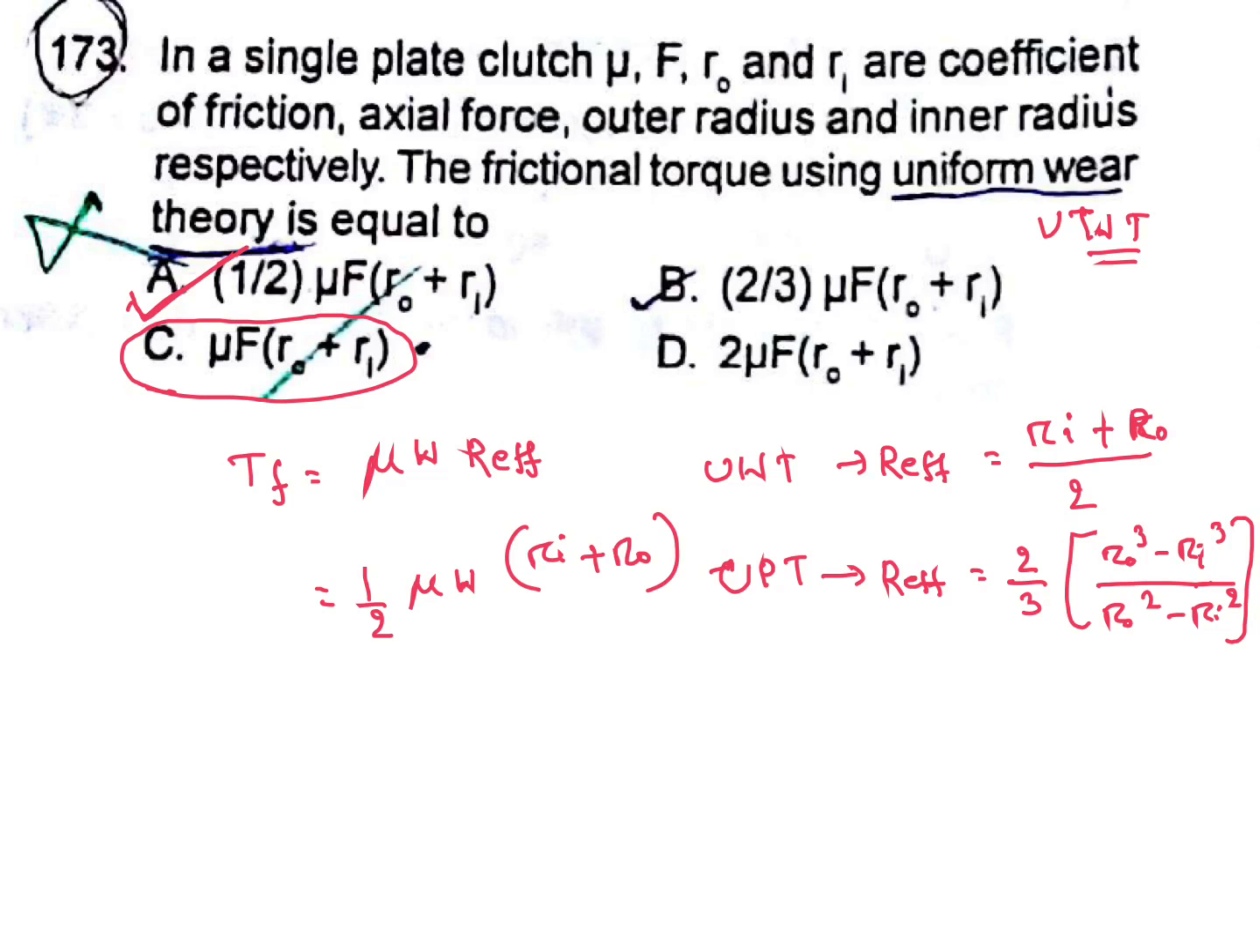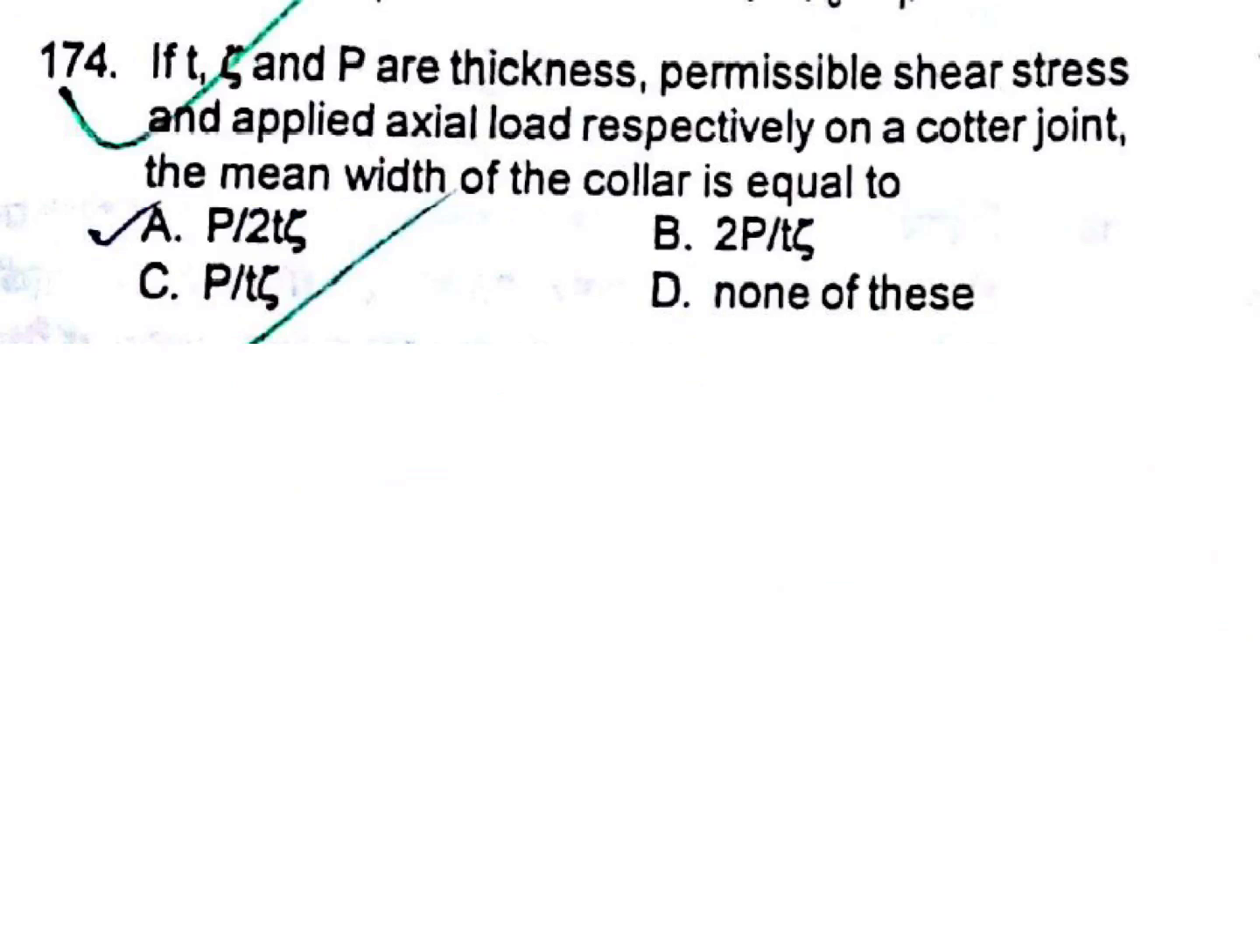If t1, tau and P are the thickness, permissible shear stress and applied load respectively on a cotter, then the mean width of the collar is equal to, its answer is A. Mean width of collar you have to calculate. Formula is this one.